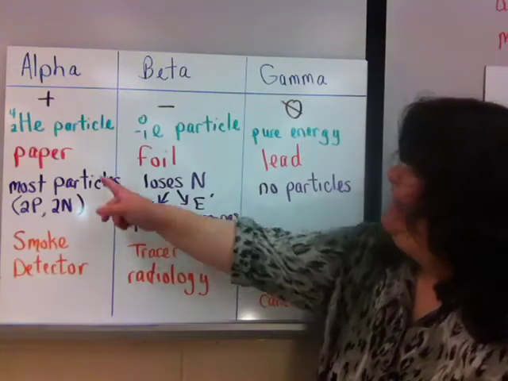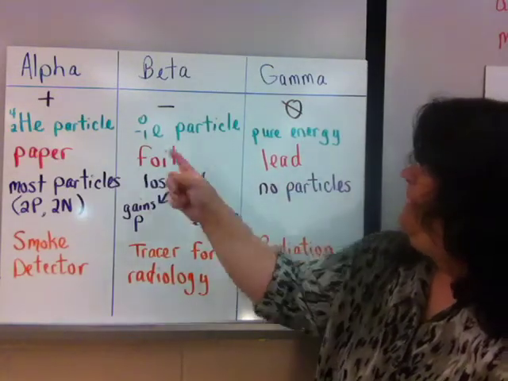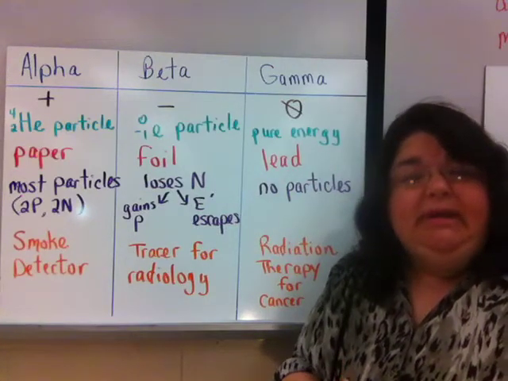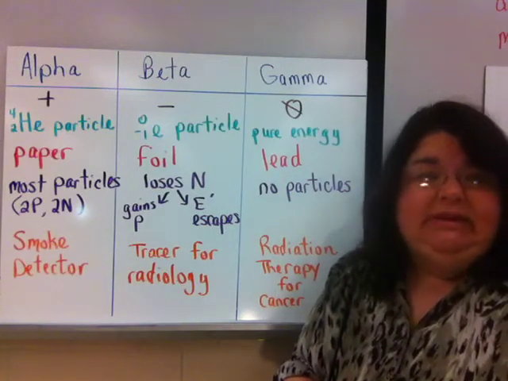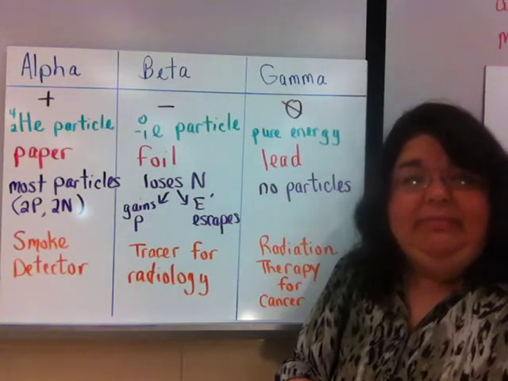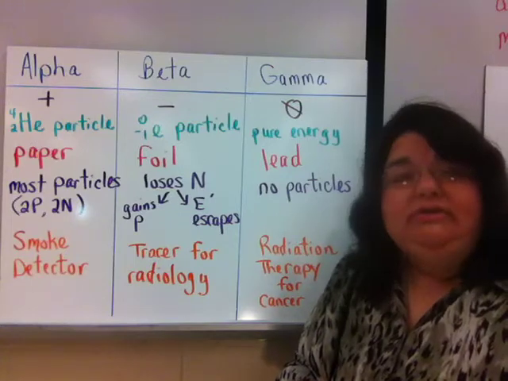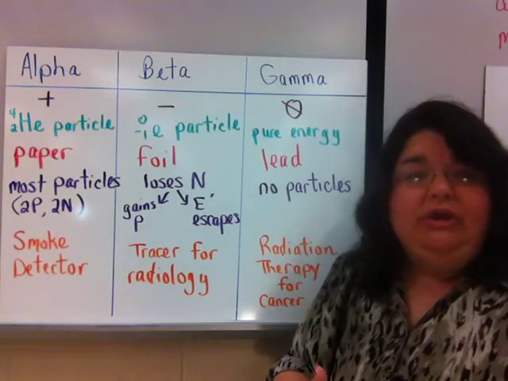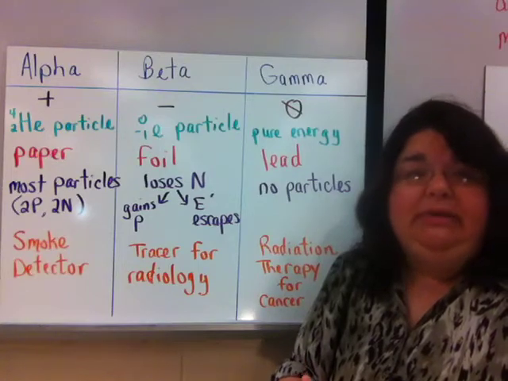Now, I have these three different things written here: paper, foil, and lead. That's because when we're talking about radiation, we want to talk about how we can protect ourselves. Well, alpha decay can be stopped by a sheet of paper. It cannot penetrate our skin. In fact, the only way alpha radiation could hurt us is if we were to swallow it.